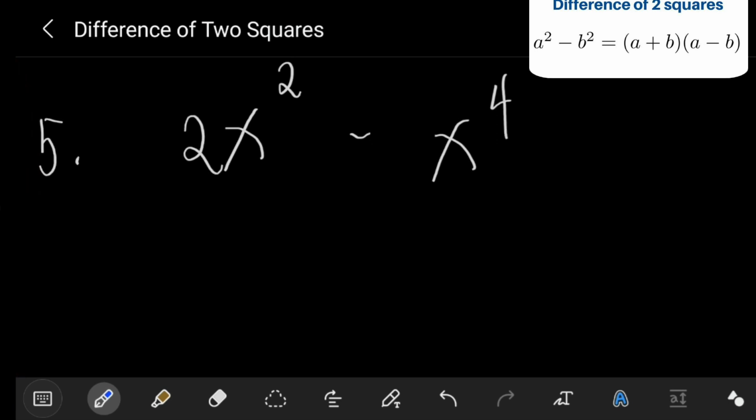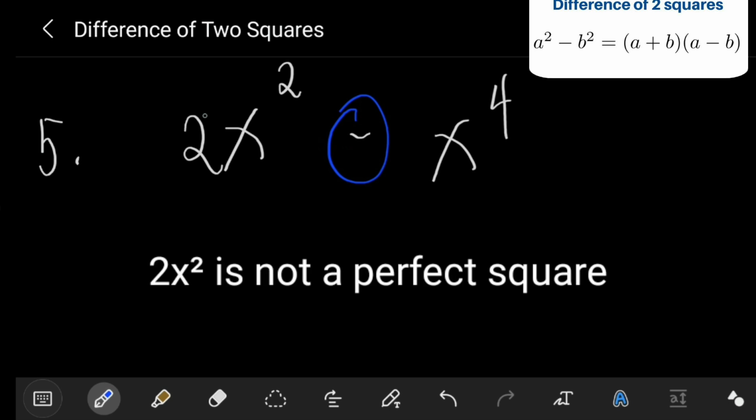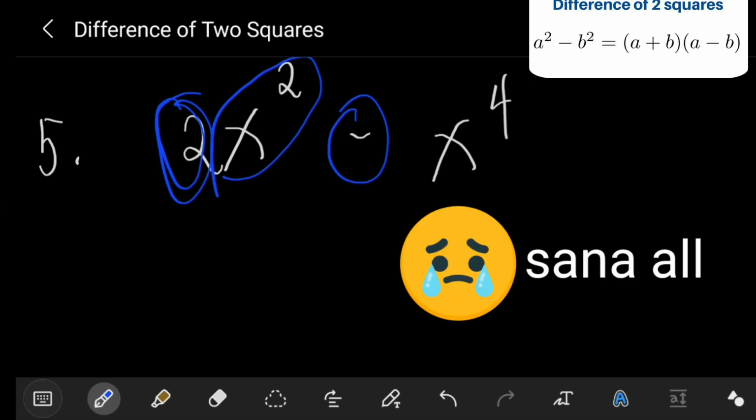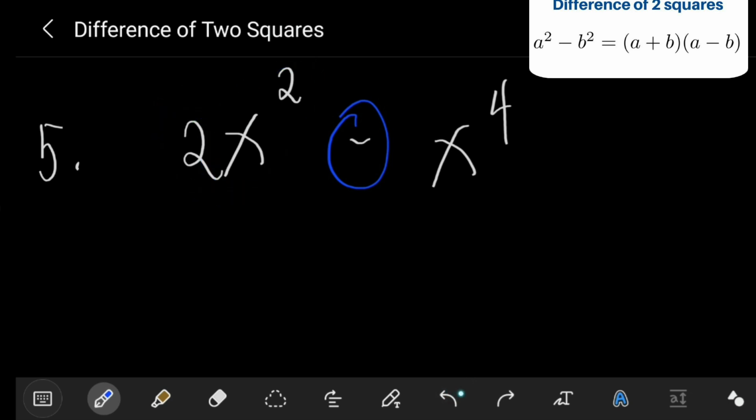2x squared minus x raised to 4. Is it difference of two squares? Yes. Tama kayo. Hindi siya difference of two squares. Nalito ka, no? Hindi siya difference of two squares. Why? Kahit na siya ay minus, kaso yung first term ay hindi perfect square, kasi 2x squared yung first term. Yung x squared ay perfect square, pero ito, kasama niya to. Magkasama sila. Hindi sila pwedeng paghiwalayin. Okay? So, siya ay hindi difference of two squares.